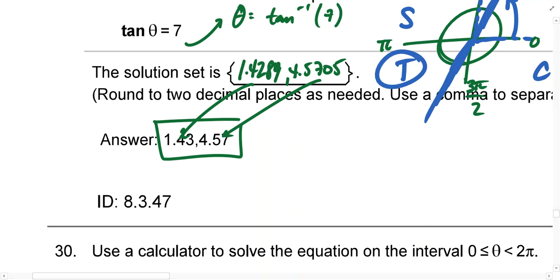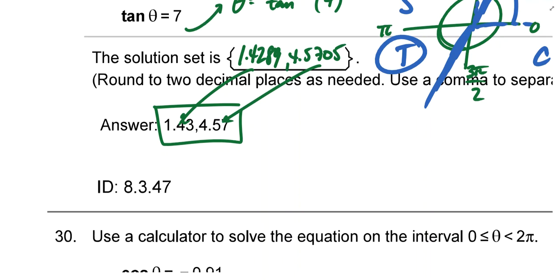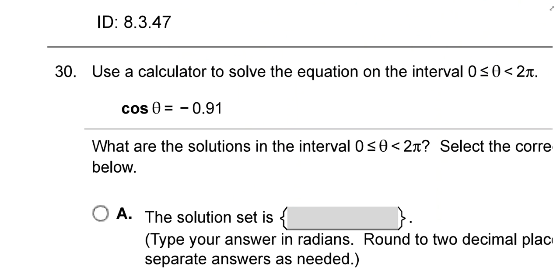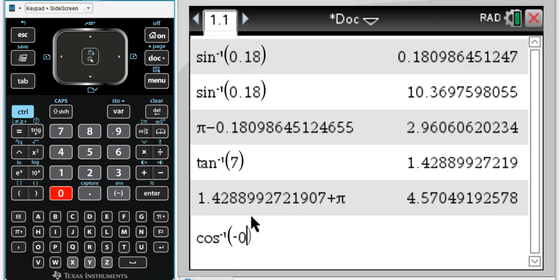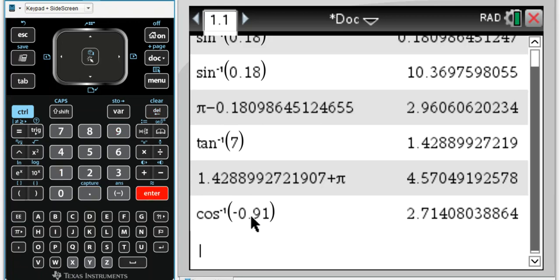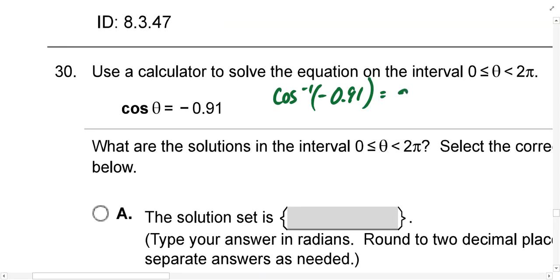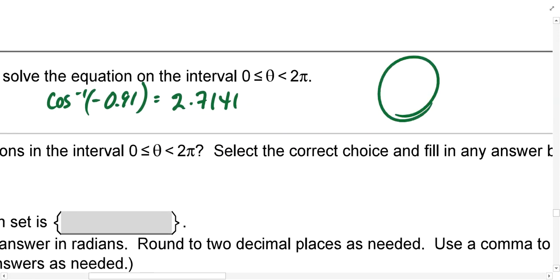Now moving on to question 30, we're again using a calculator to solve a trigonometric equation. And that equation is this one here. So cosine inverse of negative 0.91 coming off the calculator is 2.7141. So I'm going to call that 2.7141. Again, that's not the only solution.